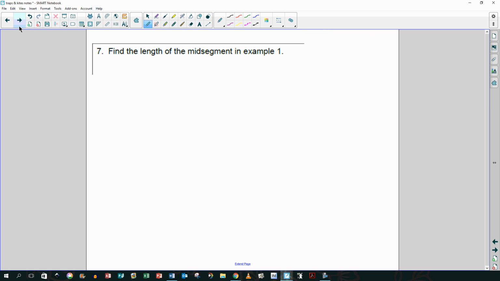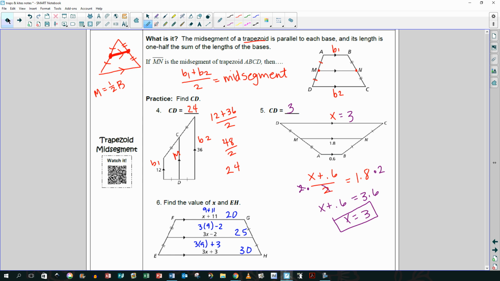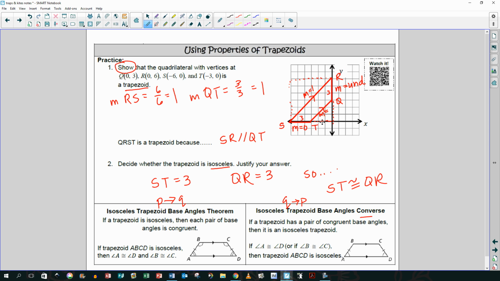All right, here we go. Now we're going to find the length of the mid-segment that's in example 1, so the one that was on the grid. Okay, so go back to the grid. So we're going to find the mid-segment. Well, remember the mid-segment is base 1 plus base 2 divided by 2, right? Well, I need to find the lengths of these slanted sides.